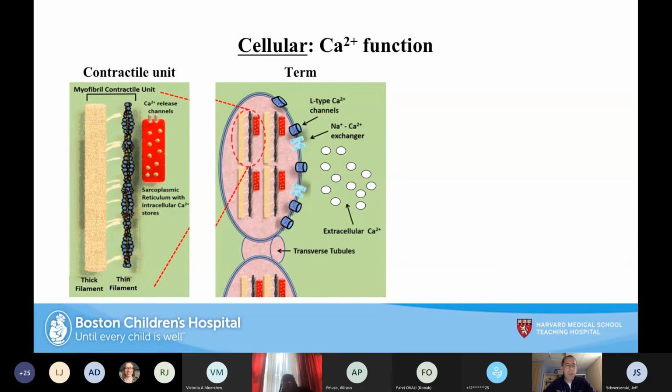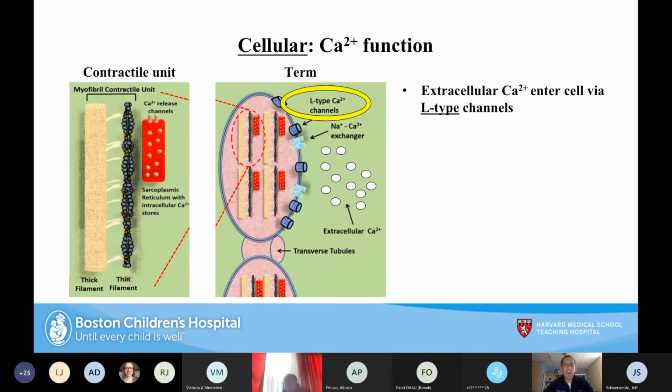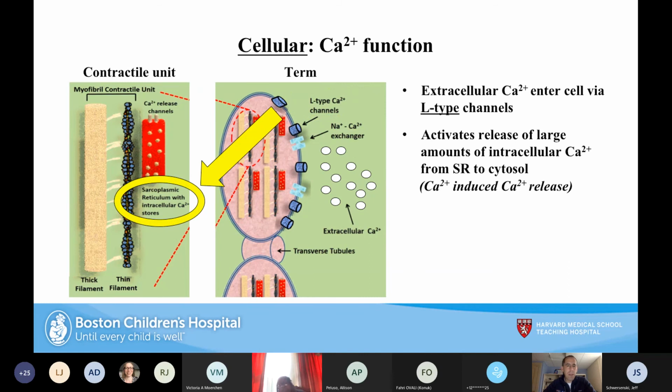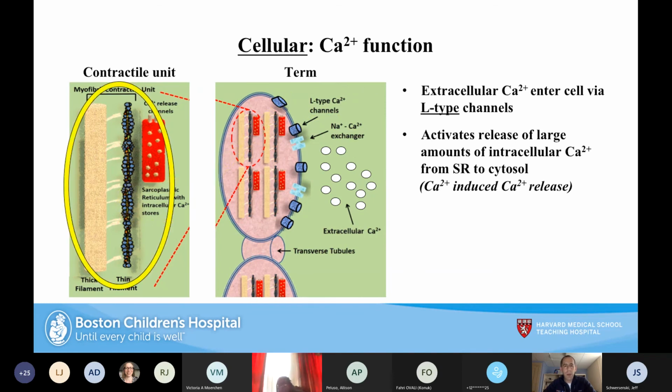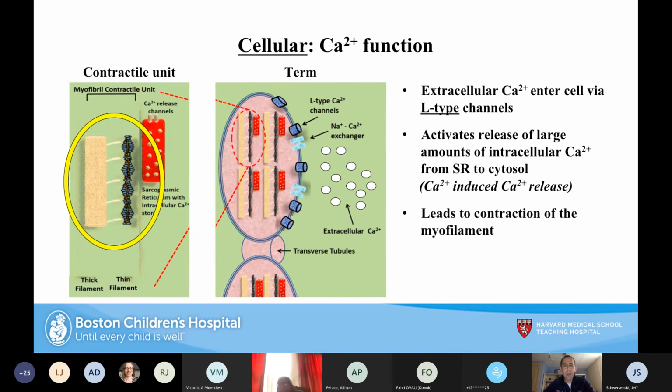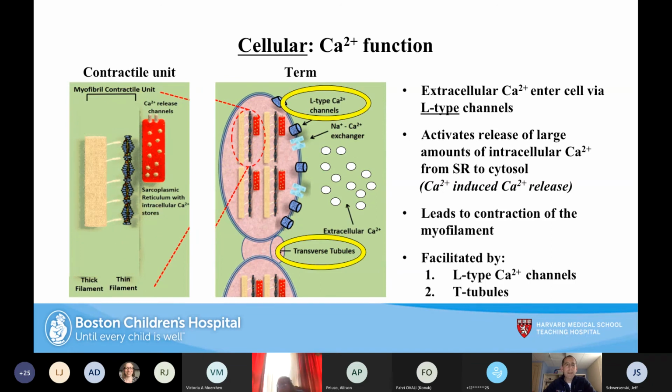So how does that really translate clinically? Well, a lot of us have learned calcium metabolism back in medical school. And what we know is that the term infant relies heavily on these L-type channels. The L-type channels bring calcium into the cell, which activates release of a large amount of intracellular calcium, which then promotes contraction and relaxation. Overall, this process is facilitated by the transverse tubules and the L-type channels.